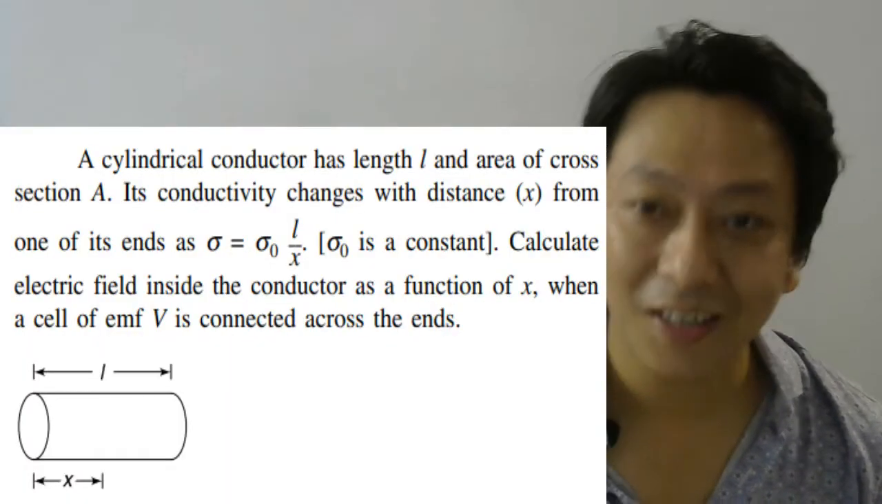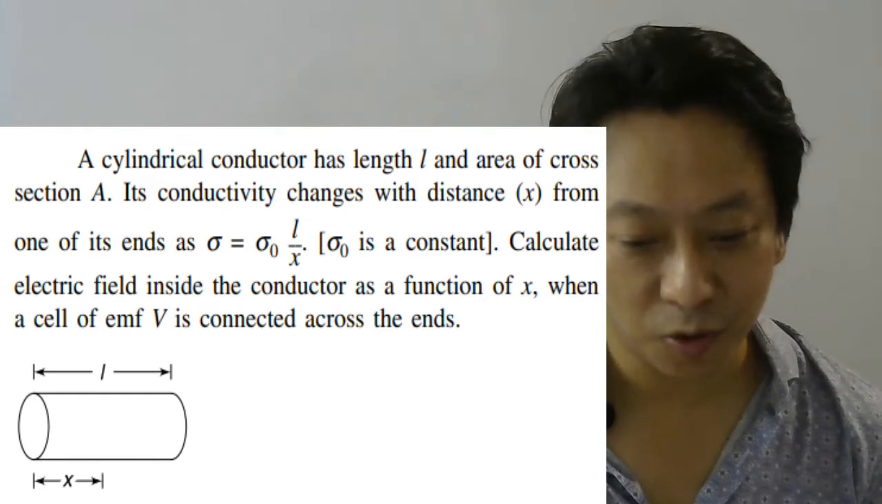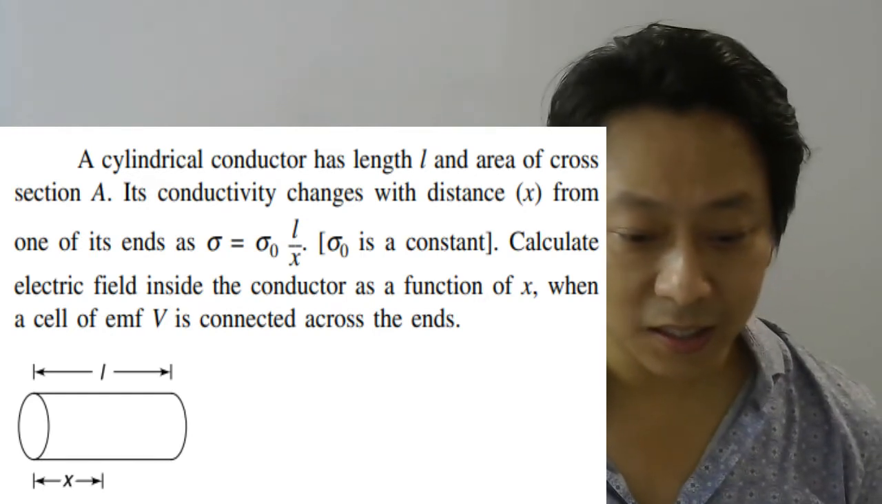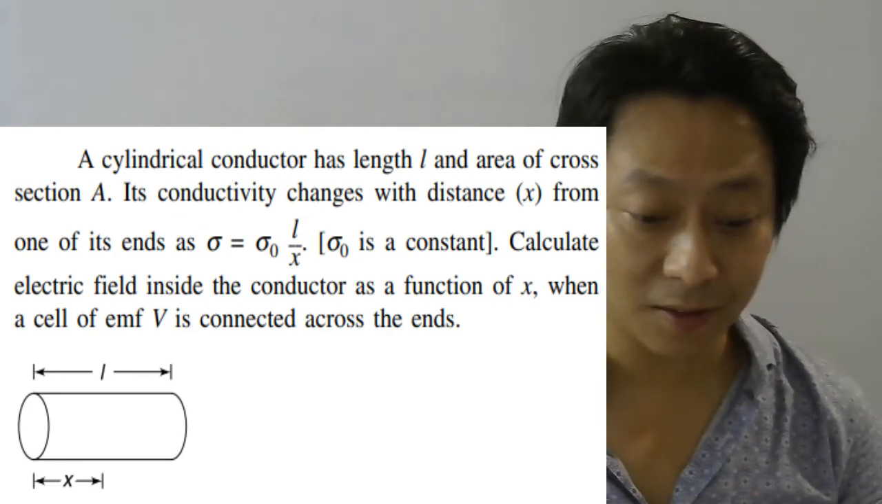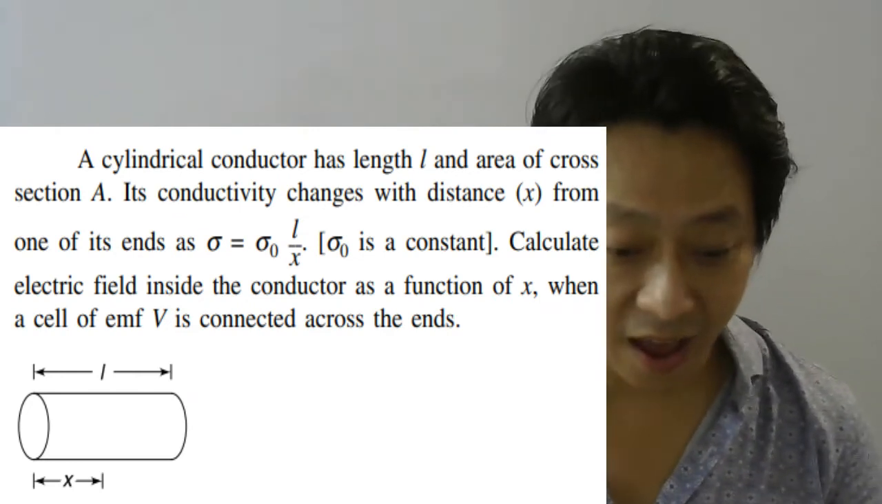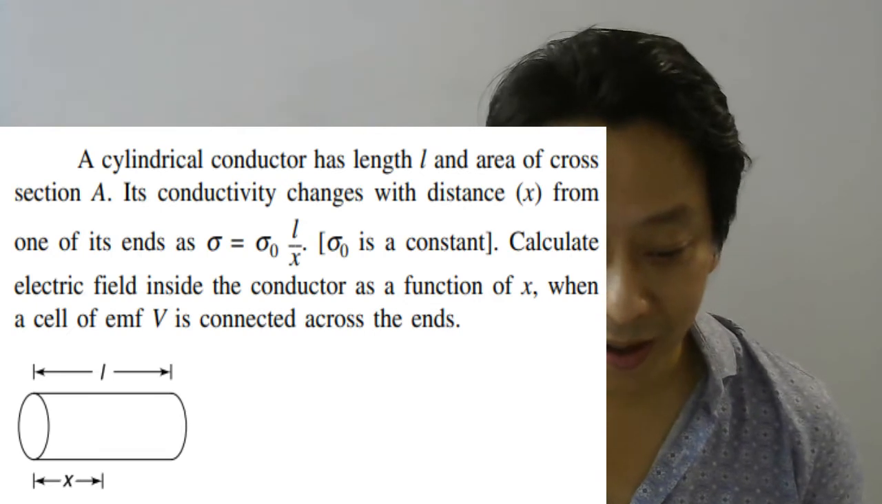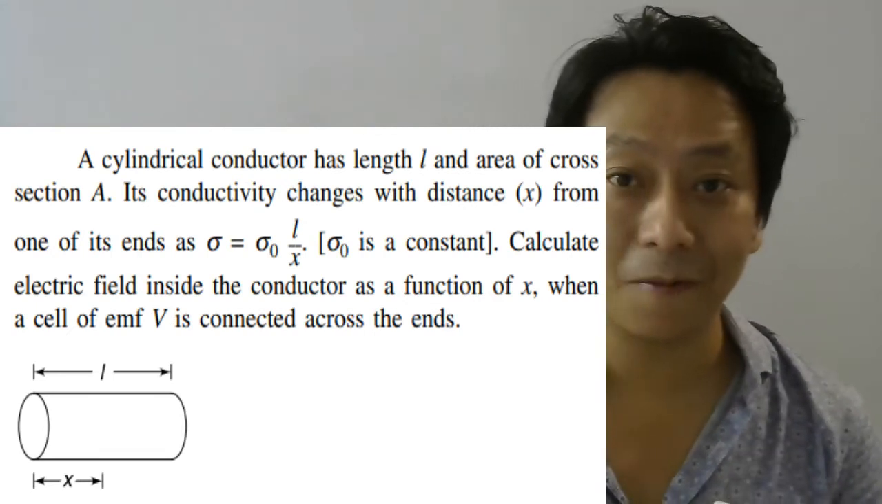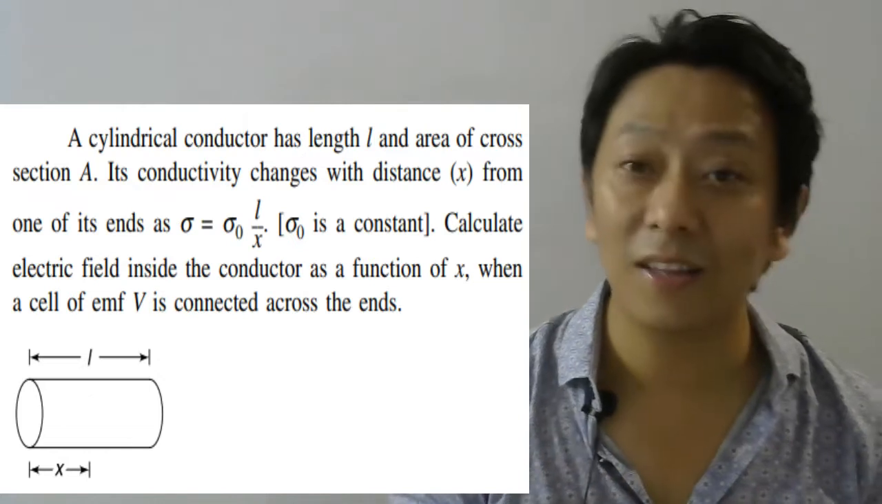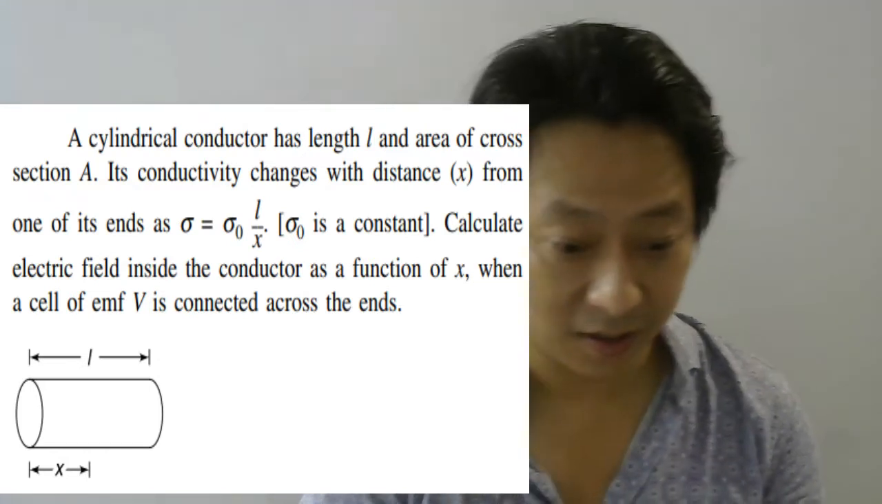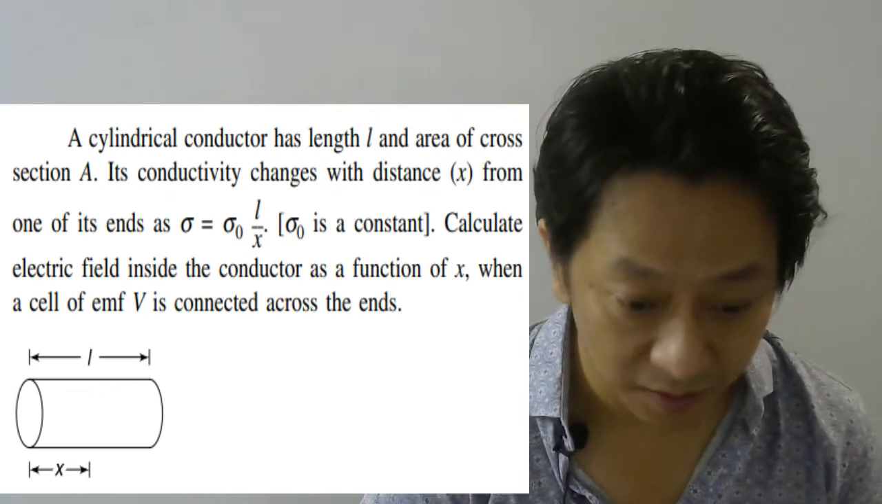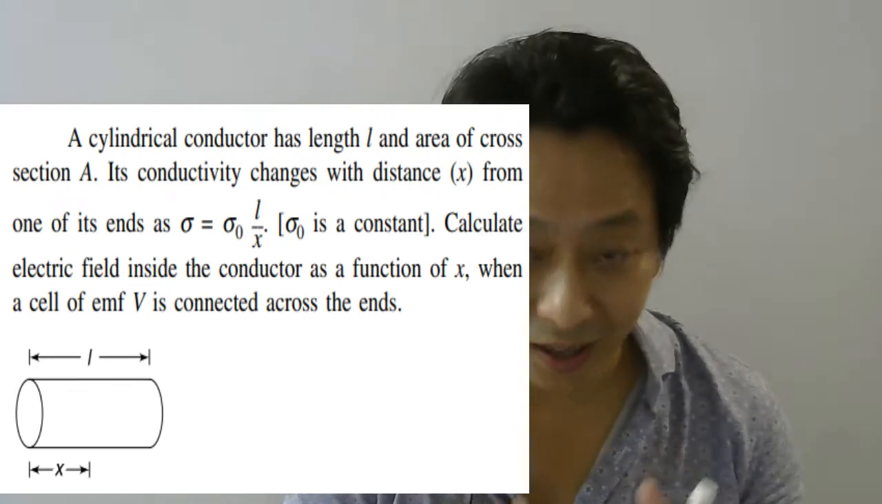A cylindrical conductor has length L and area of cross section A. Its conductivity changes with distance x from one of its ends as sigma equal to sigma naught L by x, where sigma naught is a constant. Now this means the conductivity sigma changes as you move along the rod, which means if conductivity changes, remember resistivity also changes. Calculate the electric field inside the conductor as a function of x when a cell of EMF capital V is connected across the ends of the conductor.